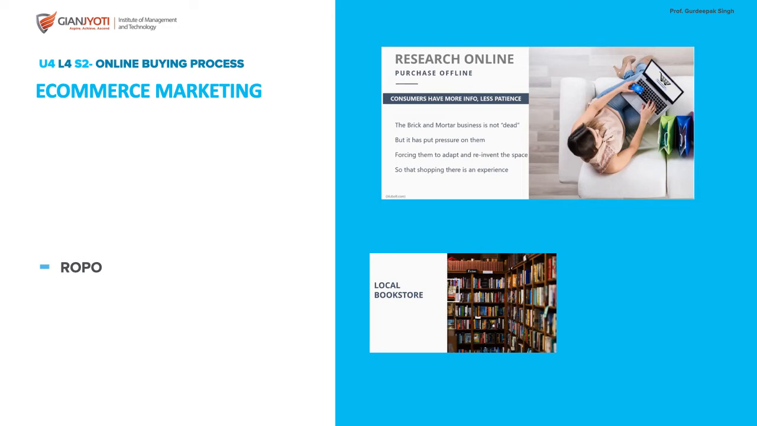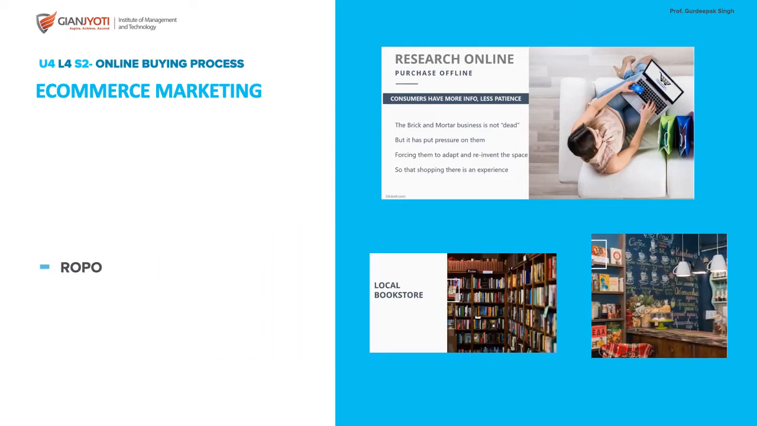Earlier, as an example, a local bookstore used to look like this. But today, when you go to a bookstore, you see it is not only the books, but there are a lot of other things. So they are trying to give an experience to the consumers who are coming to buy even a book or read a book, but at the same time they want to enjoy coffee as well. So that is how the online shopping has put pressure, and they are trying to reinvent the space which they have.